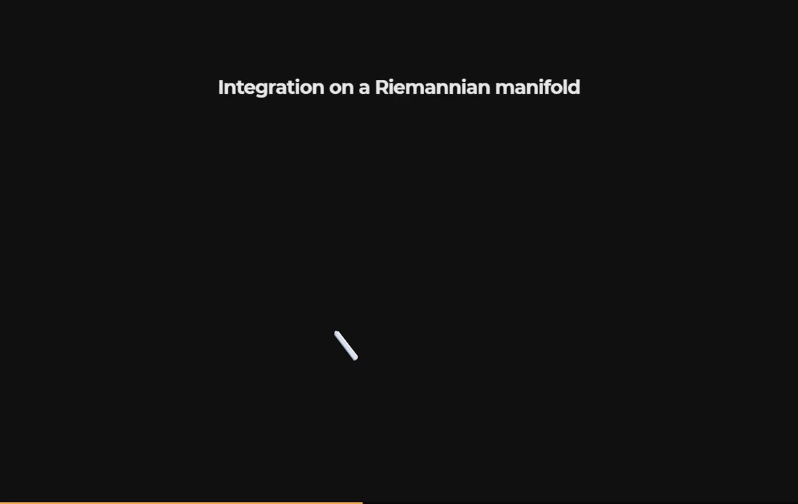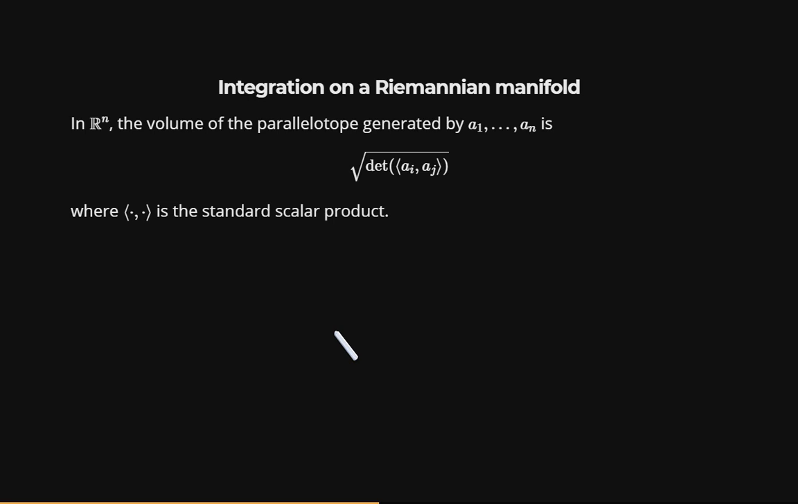Okay, now integration on a Riemannian manifold. We want to study some properties of the Laplace-Beltrami operator, but in order to do this, we need to spend a couple of words about integrating functions on manifolds. In R^n, the volume of the parallelotope generated by n vectors is given by the square root of the determinant of the Gram matrix of the vectors. So we take the pairwise scalar products, arrange them in the obvious matrix, and take the determinant. The square root of the determinant is the volume of the parallelotope.